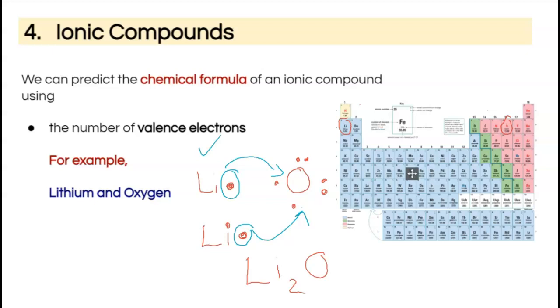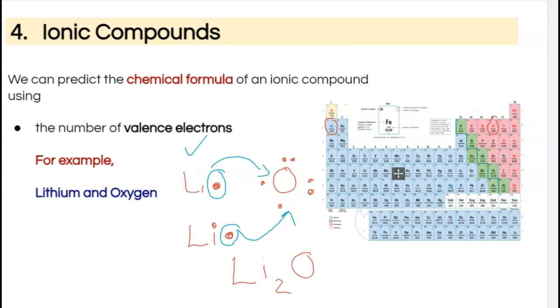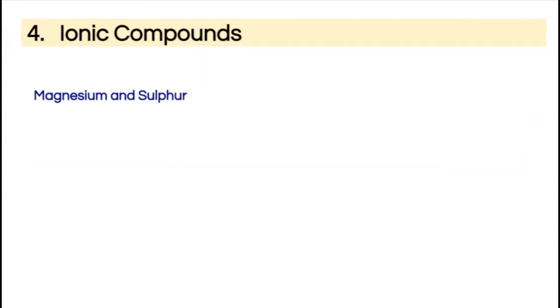So what I want is for you to try the next example. And here it is. I'm just going to move my Jamboard open. I want you to give that a try and see if you can come up with a molecular formula for the ionic compound between magnesium and sulfur.